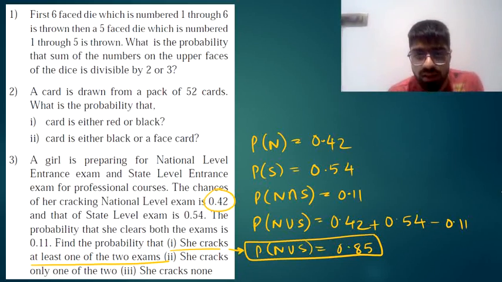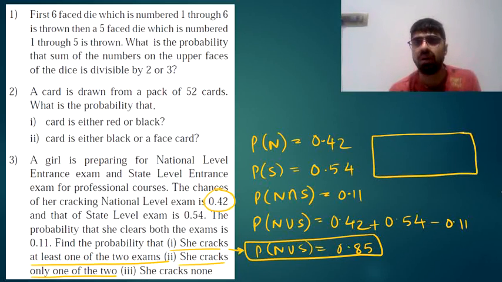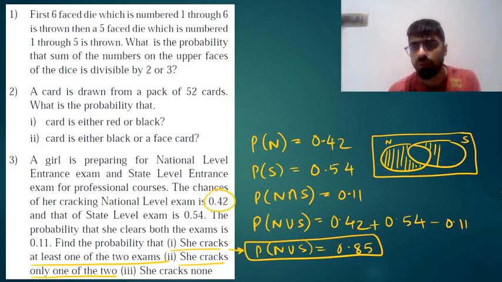You can similarly answer the second part, that is, she cracks only one out of the 2 examinations. Think as per the Venn diagram now. If this represents the set N and this represents the set S, now only one examination means you are talking about the set here, the one which I have just marked. That area can be obtained by N union S, and from that you are removing this middle intersection part.